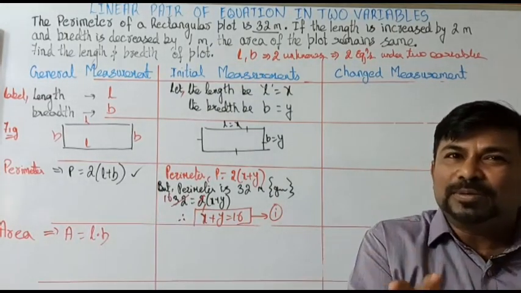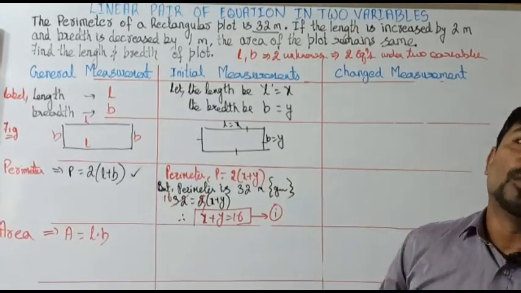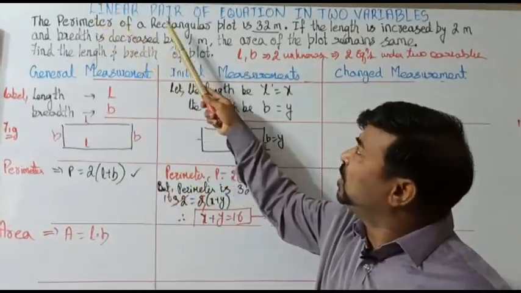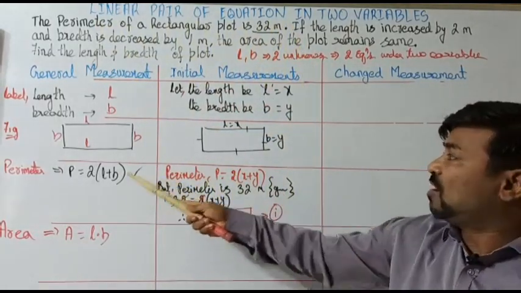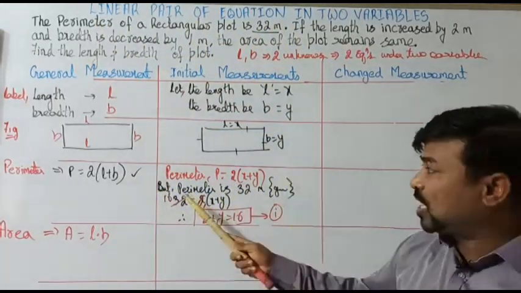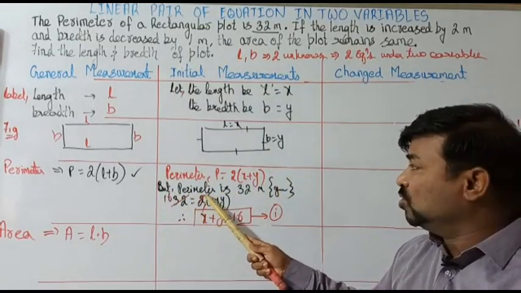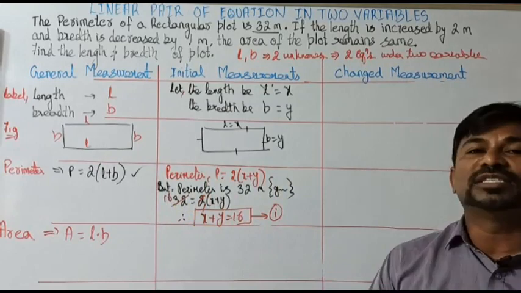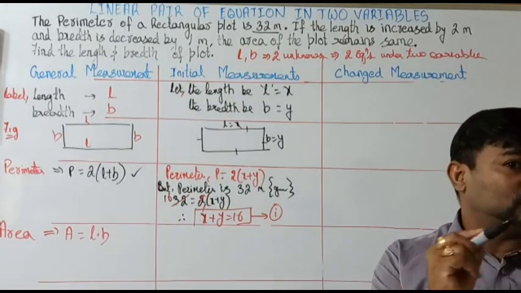So with whatever data we are given, we have to get to two equations. So what is the first point he has given? The perimeter of the rectangle plot is 32. The perimeter, we know the formula, we have converted in terms of 2 into x plus y. Perimeter is 32. In the place of P, I kept 32. Now I cancelled it. I got the first equation as x plus y is equal to 16. That is the first point.